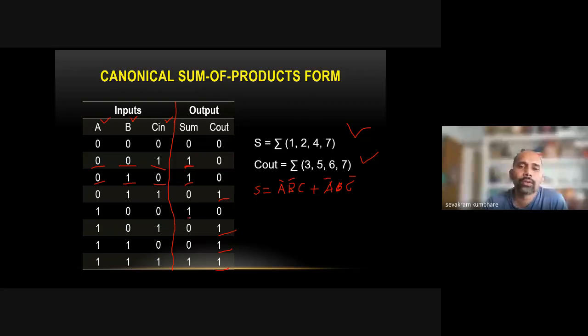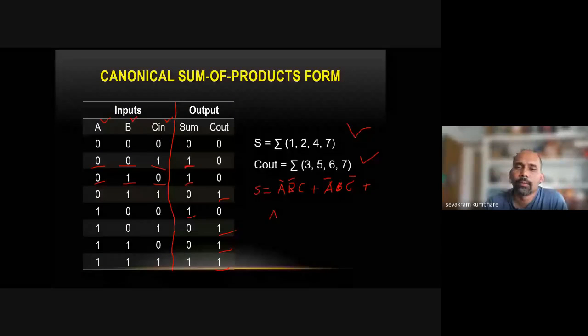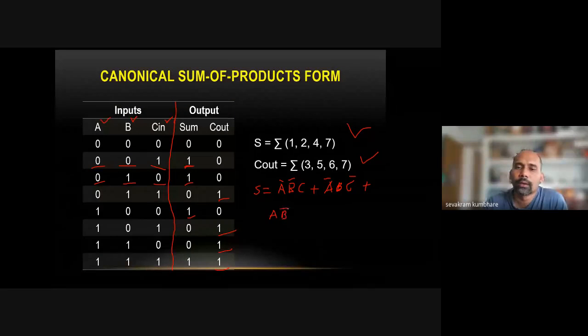Similarly, I can write down for this. So A, B bar, C bar, because 0, 0 is there. So what can I write down? Plus A, B bar, C bar. Similarly, I can write down for this. So this is A, B, C plus A, B, C. So like this, we can write down the expression for sum.